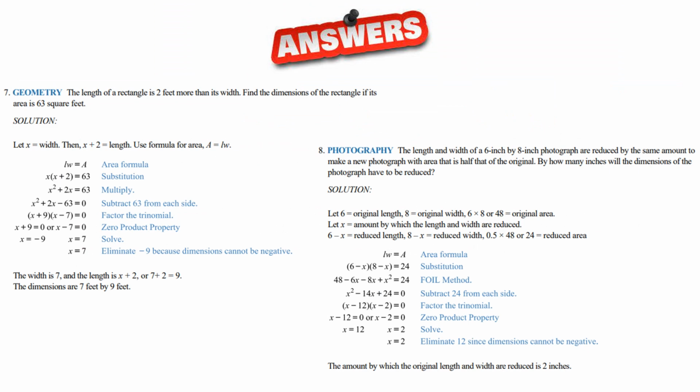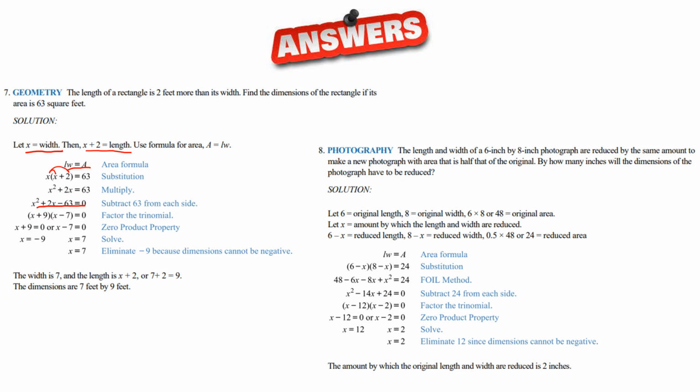Okay, so for example, the width is x if you take it, because it is unknown. So 2 more than that is the length. So length will be x plus 2. Now area is length multiplied by width. So you multiply both. x multiplied with x plus 2 is 63. Apply distributive property. x with x is x squared. x with 2 is 2x. Now x squared plus 2x minus 63. This is the quadratic equation you have got.